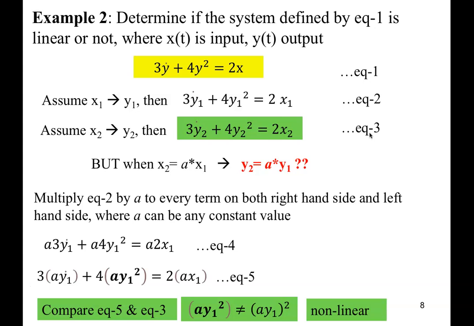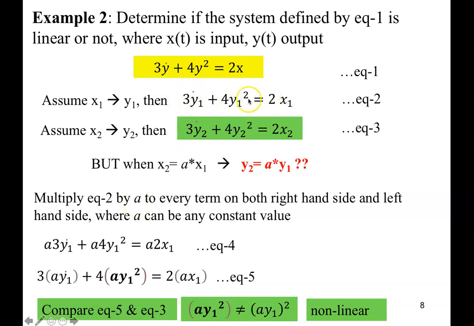Now the next step is the key. Let's assume x2 is a factor of x1, so x2 equals a constant times x1. Would y2 also equal a times y1? That's the key to check. To do that, I'm going to multiply a, the constant, to both sides of equation 2.